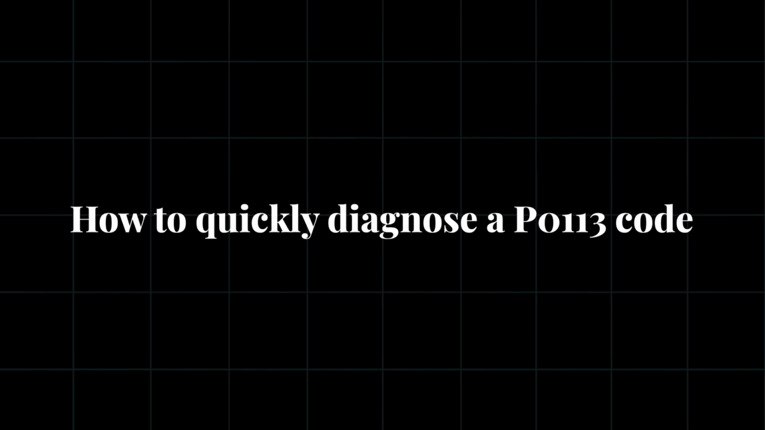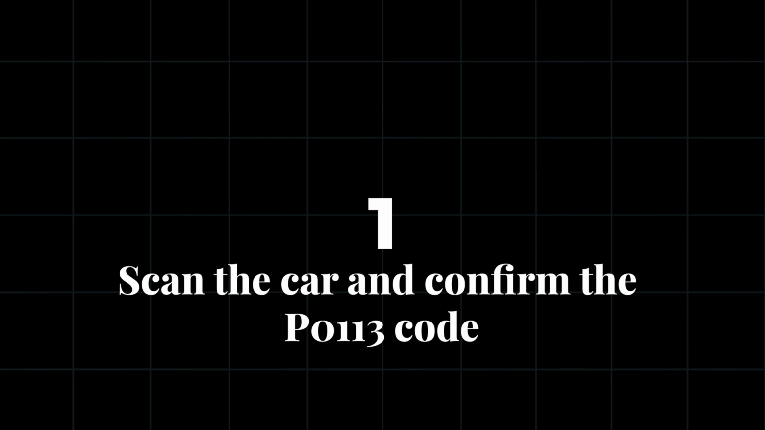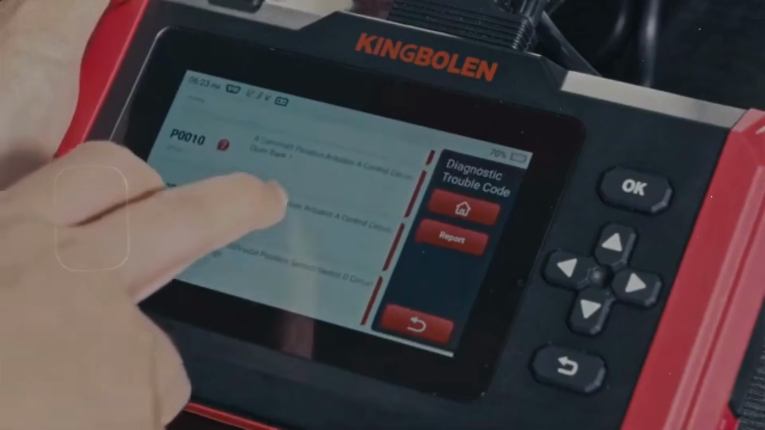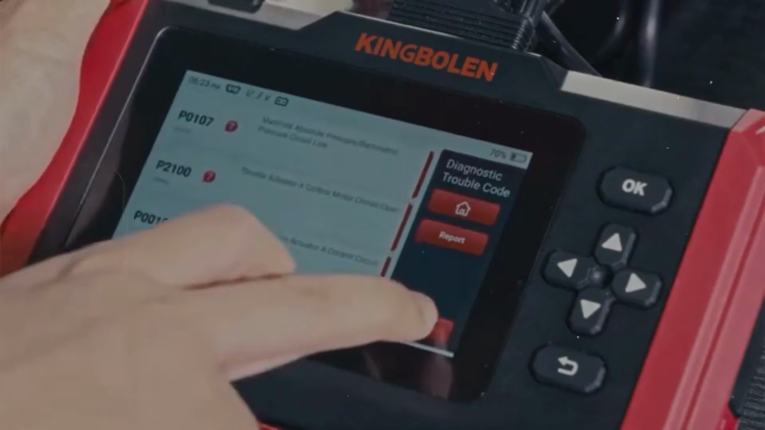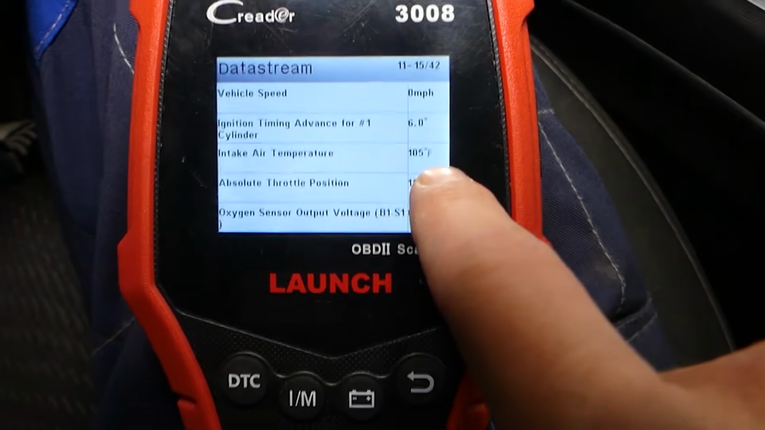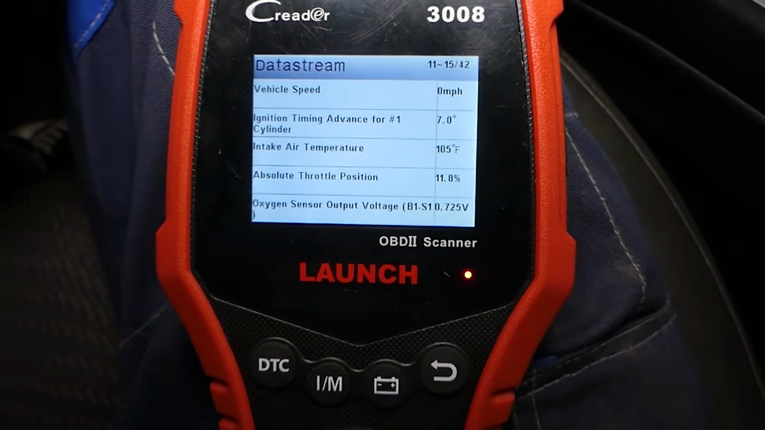Here is how to quickly diagnose a P0113 code. First, scan the car and confirm the P0113 code. If there are other codes present, especially MAF-related codes, voltage supply codes, or wiring-related codes, I pay attention to those too, because they can help point the diagnosis in the right direction.